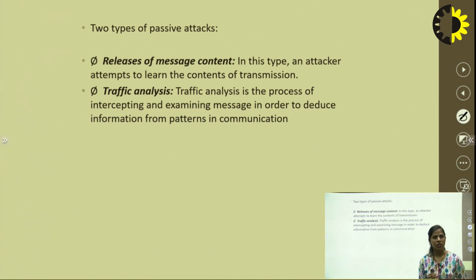They first do the analysis, and after that they access the information. It can be used for intercepting and deducing information from the patterns, so that the next time they are communicating, they can analyze it and easily access the particular information.